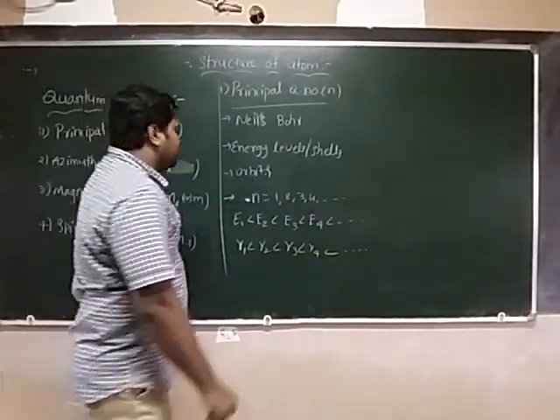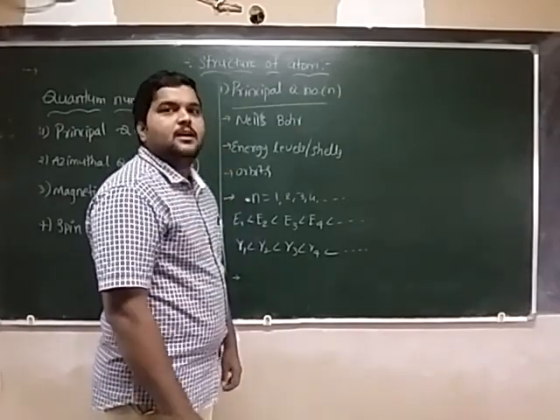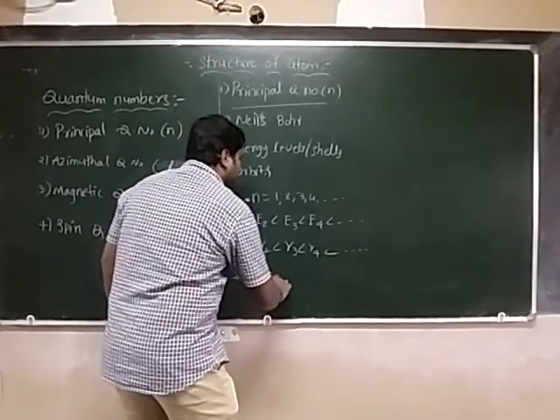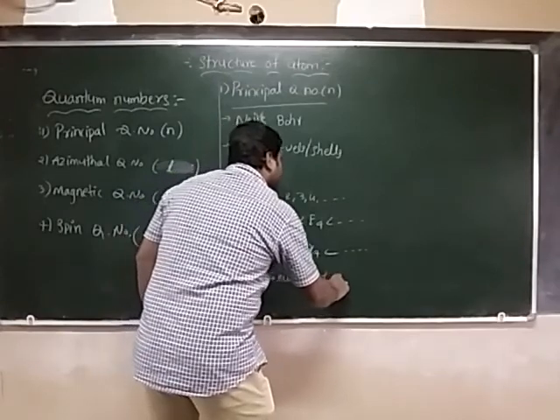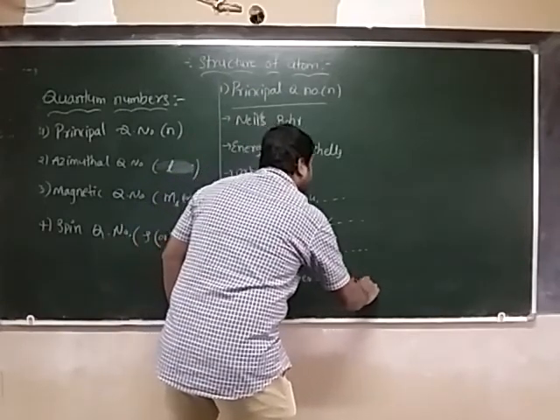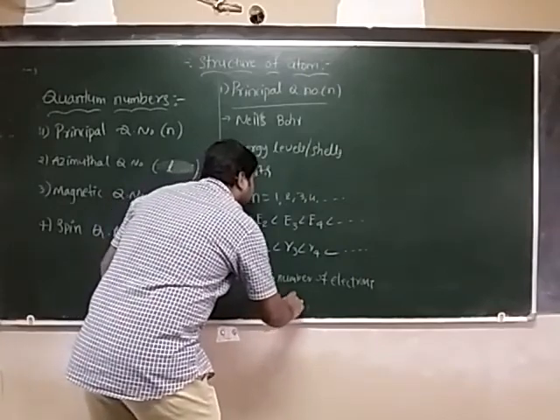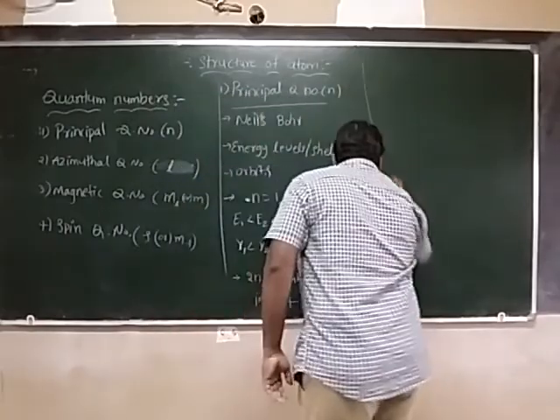Is it clear? By using this, we can find the number of electrons in the orbit. That is the formula we have seen, 2n square, for the number of electrons in an orbit. So this is the main information about the principal quantum number.